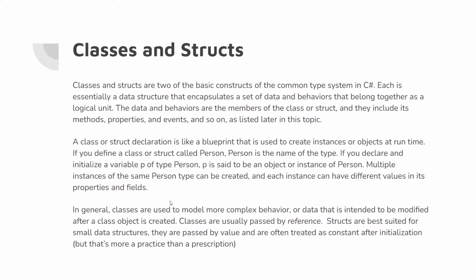A little bit of an advanced thought, right? So let's step back a little bit. Stepping back, classes and structures are the two basic constructs of the common type system in C#. Each one is essentially a data structure that encapsulates some set of data and behaviors that belong together as a logical unit, right?